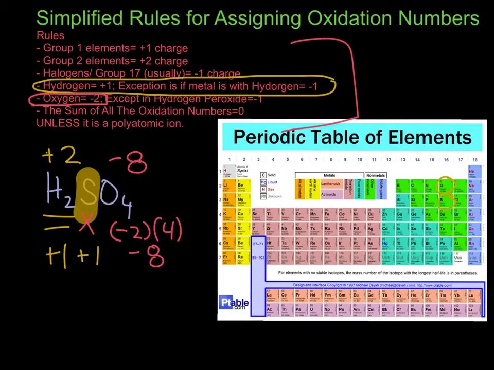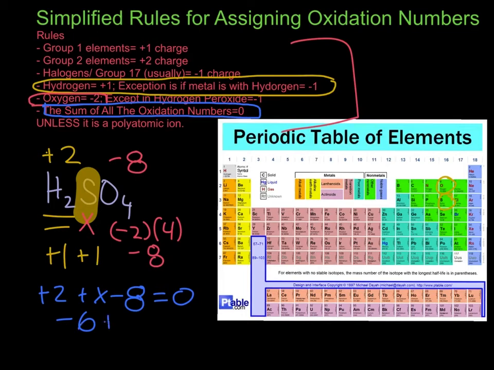Well, this is where that last rule that I was telling you about comes into play. It says the sum of all the oxidation numbers should be equal to 0. Okay? So in this case here, we have plus 2. We don't know what the charge of one of them is, so we represent it as X. We know another one's -8, and we know they all have to equal 0. So it's a basic algebra problem. So plus 2 minus 8 is -6. Plus X is equal to 0. And then if we move our 6 over there, X is equal to plus 6.